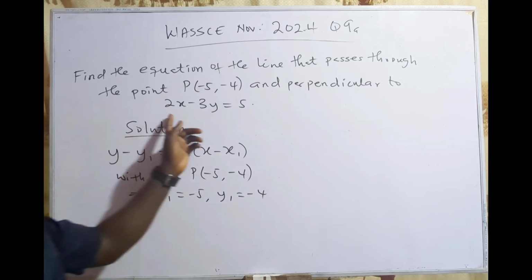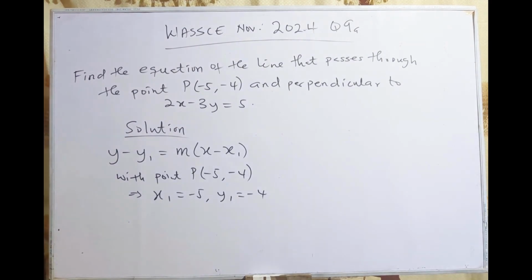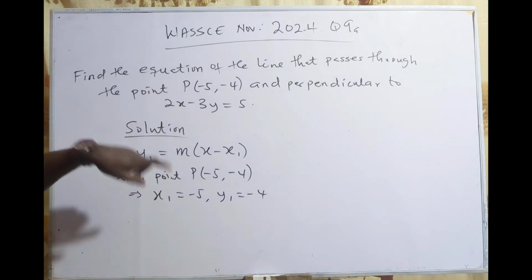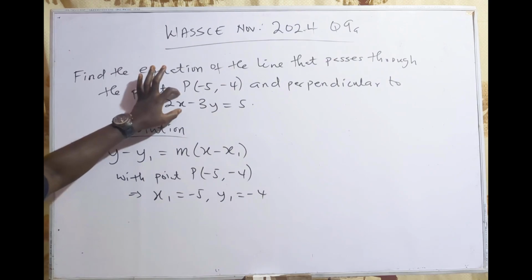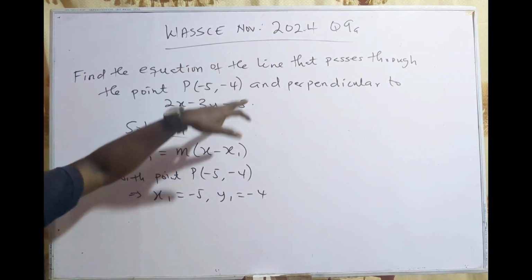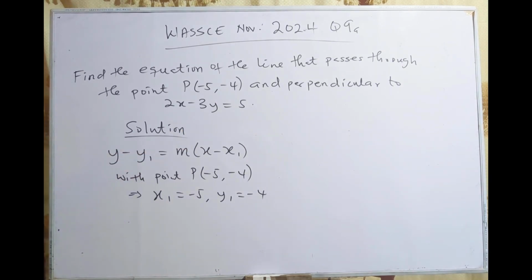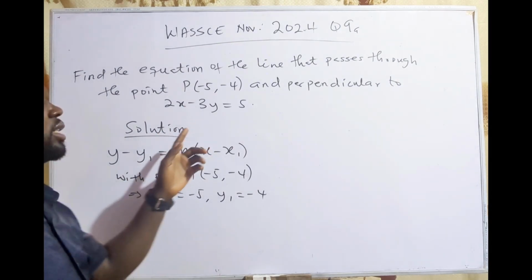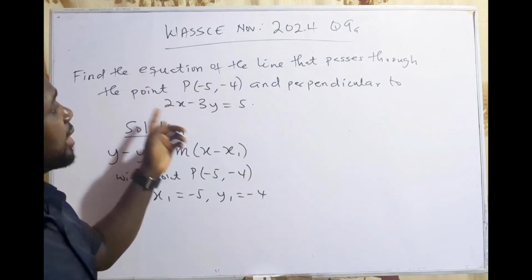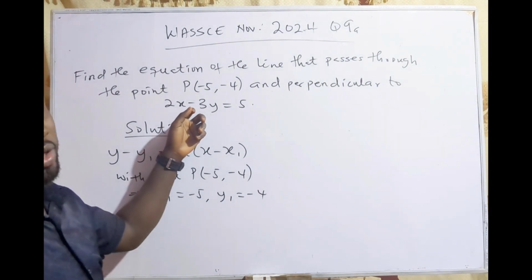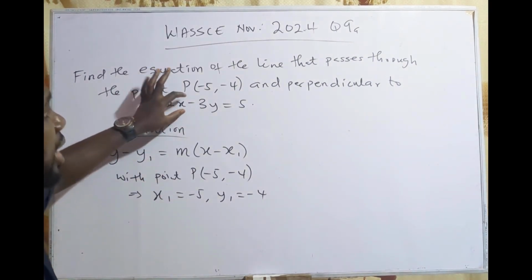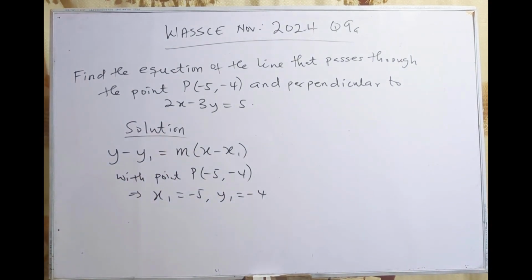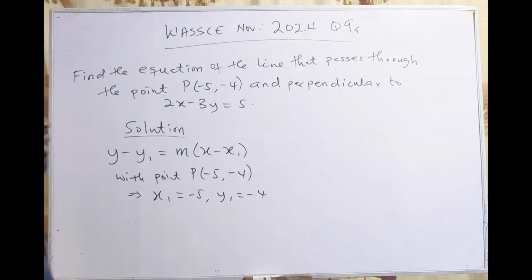The line is perpendicular to 2x minus 3y equal to 5, so it is perpendicular to this line. Then the gradient of the line we are finding is the negative reciprocal of the gradient of the line it is perpendicular to. So we are going to find the gradient of this particular line, and then its negative reciprocal will be the gradient of the line we are to find.